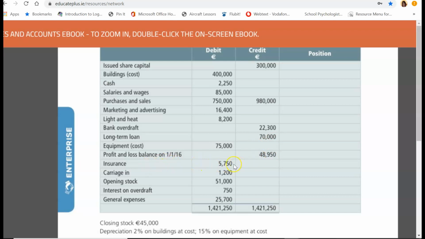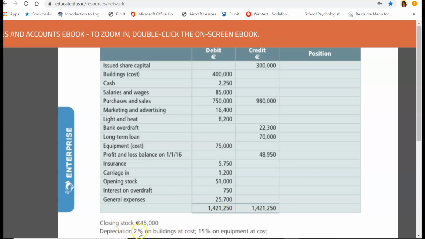Next, we have insurance, and insurance is considered an expense, so it goes into the income statement 2. Carriage in, so carriage in is what? It's the money that you pay to get goods delivered to you. It goes into income statement 1, okay, income statement 1. Opening stock is also income statement 1. The interest on an overdraft is considered to be an expense, and expenses go into income statement 2. And then general expenses, this would also be considered an expense, so it goes into income statement 2.